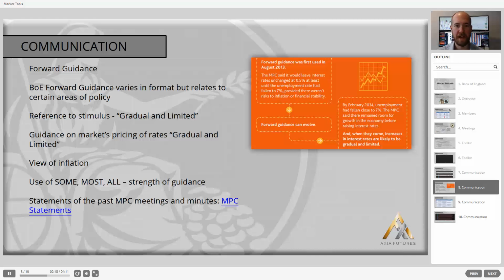You will then get a view on inflation from the Bank of England. This usually revolves around a reference to the Bank of England's tolerance for further inflation, and also watch out for the word inflation being interchangeable with slack. So greater slack in the economy means that there's more space for movement, and therefore you don't get inflation.